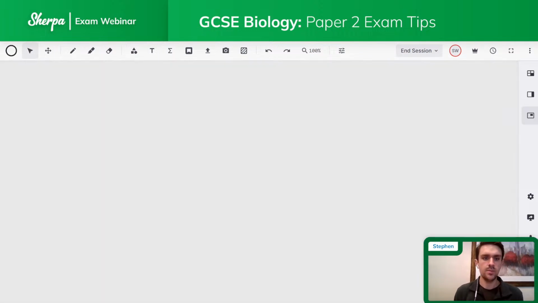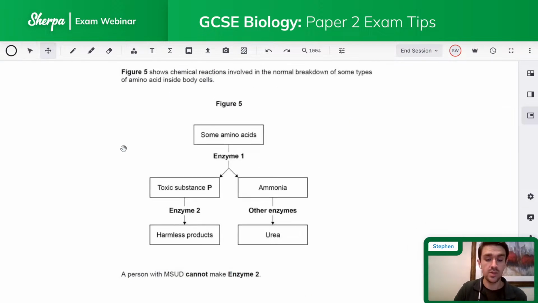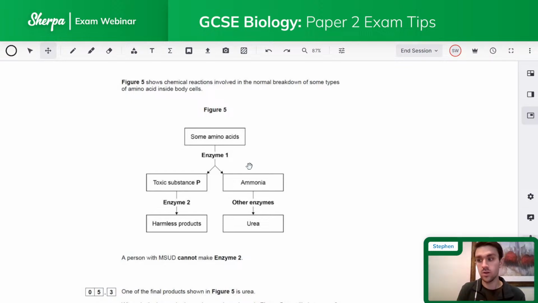Fantastic. Right. The question then goes on to ask some tricky content for the higher tier part of the paper. This is where all of that content comes from. It's all the higher tier stuff in the second part of the question.